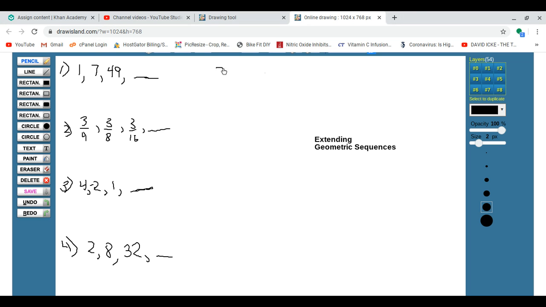So if we do that for this first one, 7 divided by 1 is going to be 7. So each time we go from one number to the next number, we're going to multiply by 7. So really, you have to do 49 multiplied by 7. I've got a little calculator here, so let's take that. Could maybe do it in your head too. 49 times 7, that's going to be 343. So our next number is going to be 343. It's a sad looking 343, but that's the next number in the sequence.